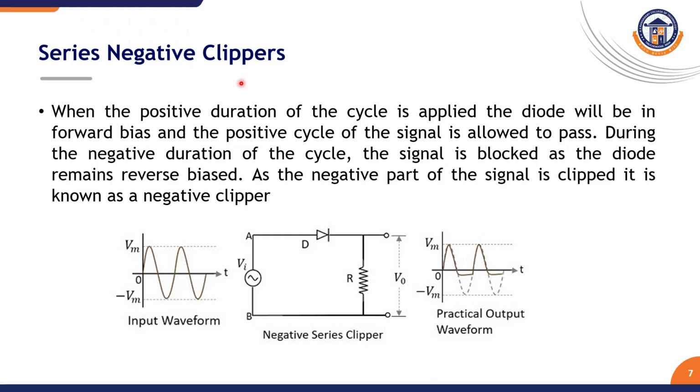In the series negative clipper, the diode is in the reverse manner, so when you apply the positive half cycle of the input signal, the diode will be in the forward bias mode, so it allows the current to flow through. So we get only the positive portion of the input signal. When the negative portion of the input signal is applied, the diode will be in the reverse bias condition. It will block the input signal, so we will not get any output. That is, the negative portion of the signal is clipped off.